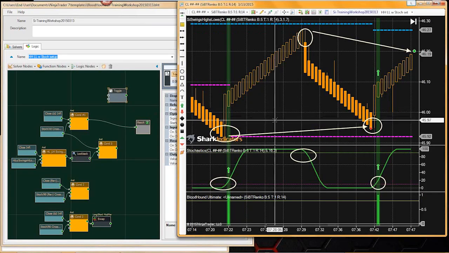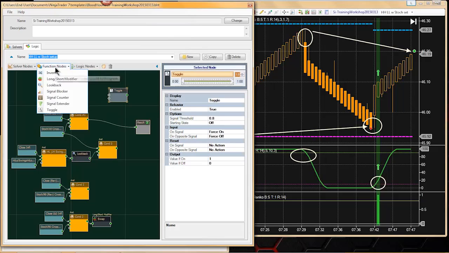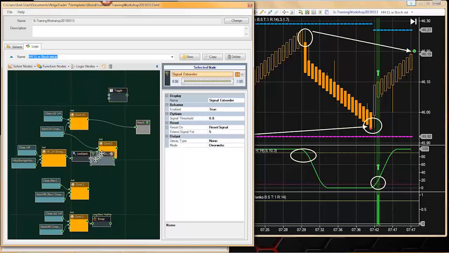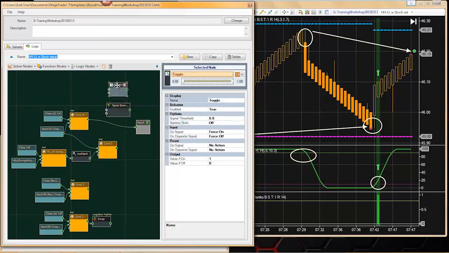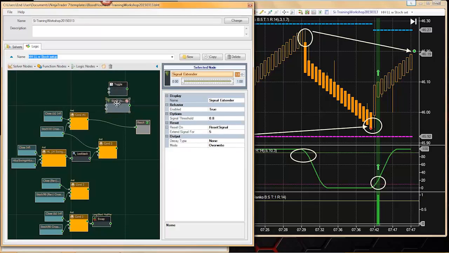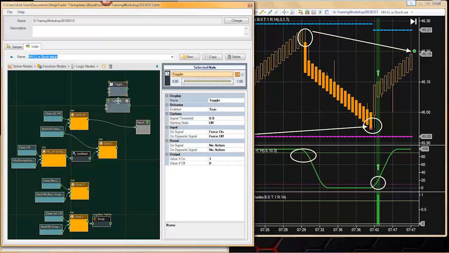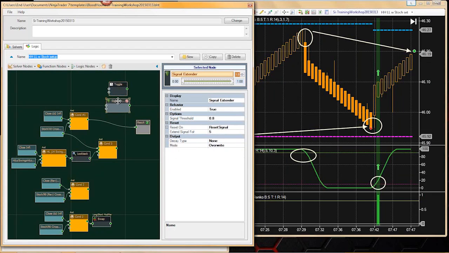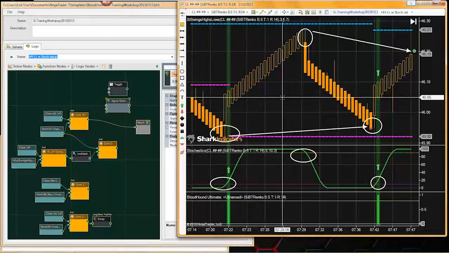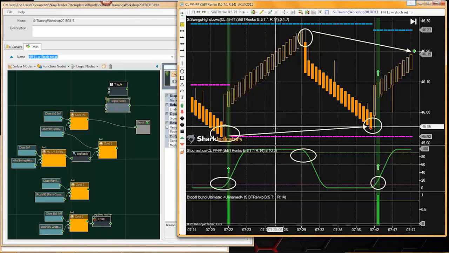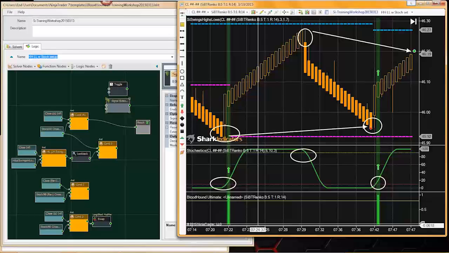Well, I'm just taking a moment and thinking about whether to use the toggle node or the signal extender. I'm trying to think which one might be easier. Making the decision also depends on what your trade setup is, what your trading system is.